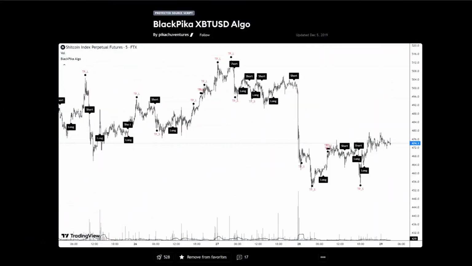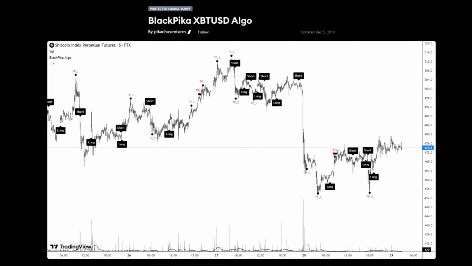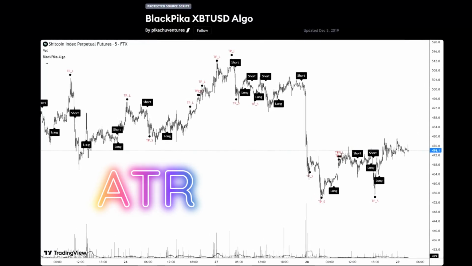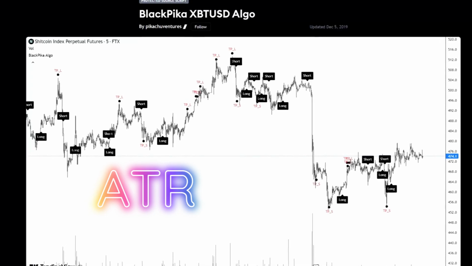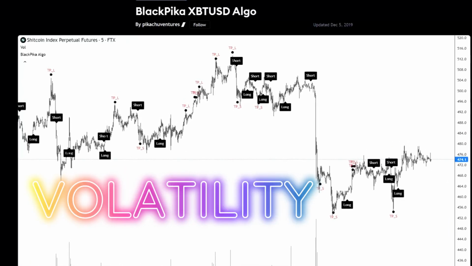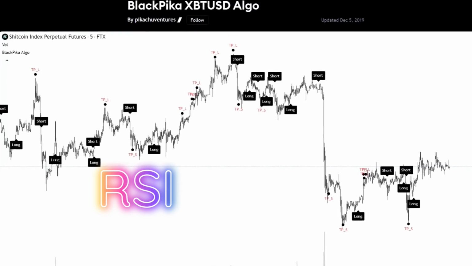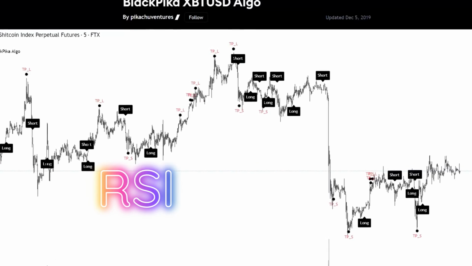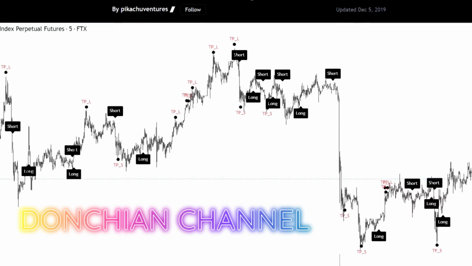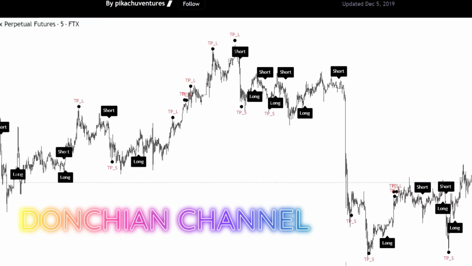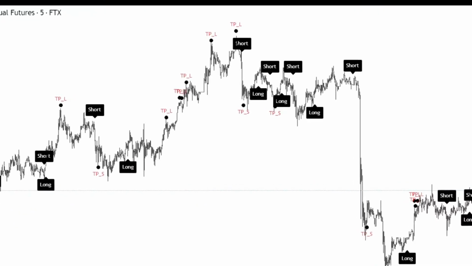The BlackPicker indicator is a blend of essential components that work together to create a solid confirmation for trading decisions. It combines ATR, which stands for average true range, which measures an asset's average momentum; volatility, which helps determine market stability based on price fluctuations; RSI, which stands for Relative Strength Index, which shows whether an asset is overbought or oversold; and the Donchian channel, which assists in identifying trends and potential breakouts. With this unique combination, the BlackPicker indicator offers a comprehensive view of market conditions.